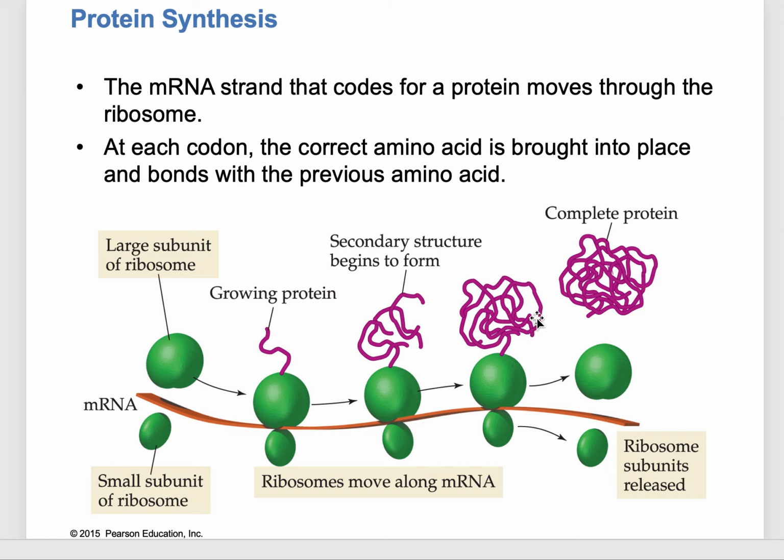And that's a protein. And then the protein will come out folded into different structures like primary, secondary, tertiary and quaternary, and so on and so forth. And then the ribosome subunits are released. It's pretty nice how it works. And the codons, the first codon will tell the initiation, and of course the last codon will tell when to stop the synthesis.